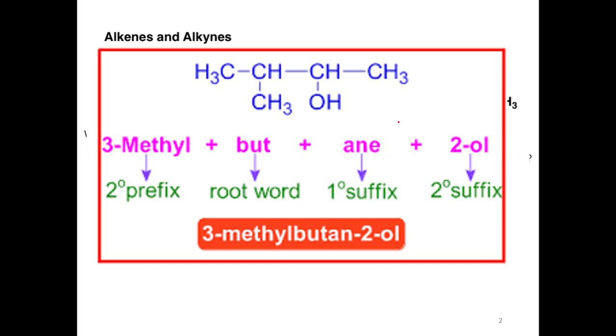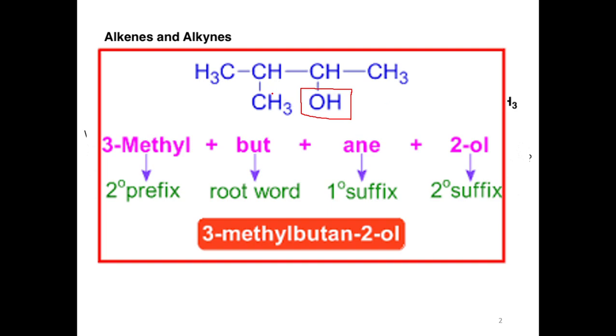This is another example. Now you have to find out the suffix present in this organic compound. Here you can see we have an OH group. OH is the highest priority functional group present in this organic compound. So we will consider this one as the suffix, which we will write at the end of the name.